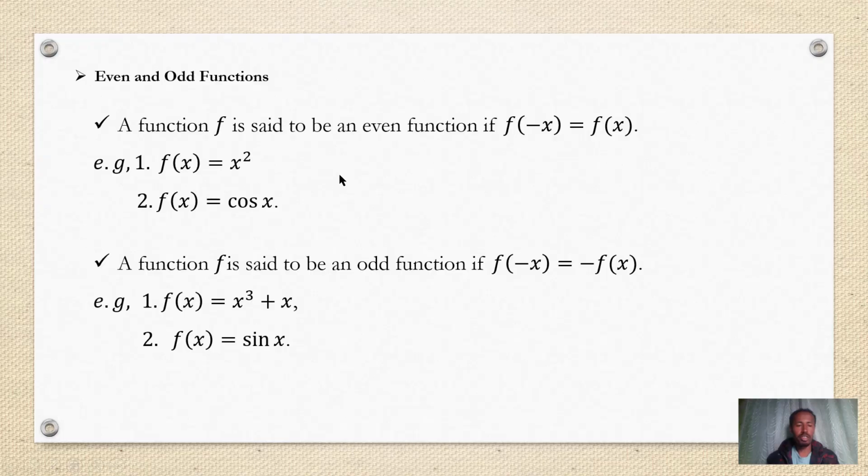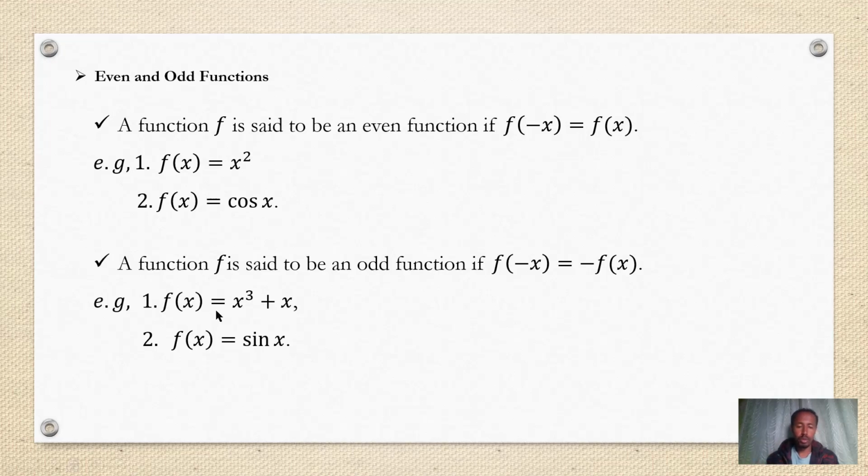When we see it in function terms, an even function is a function with the property that f of negative x is equal to f of x. F of x equals x squared, for example. If we substitute negative 2, negative 2 to the power of 2 is negative 2 times negative 2, which is 4. And if we substitute 2 in the same function, 2 times 2 is 4. 4 equals 4, which is the same. F of negative x is equal to f of x.